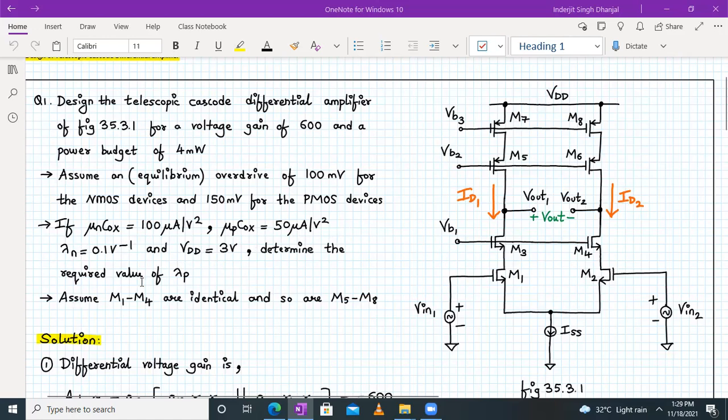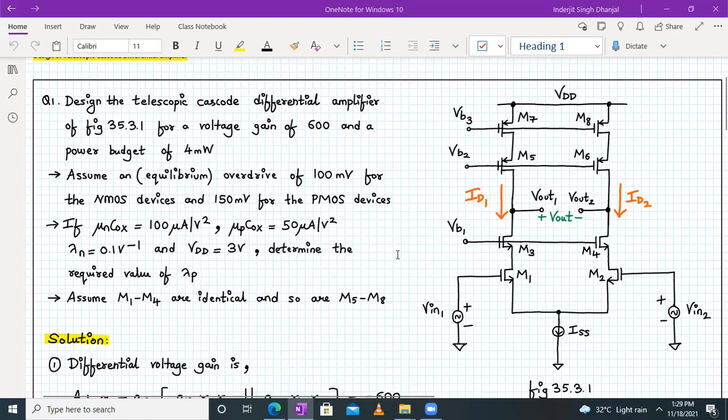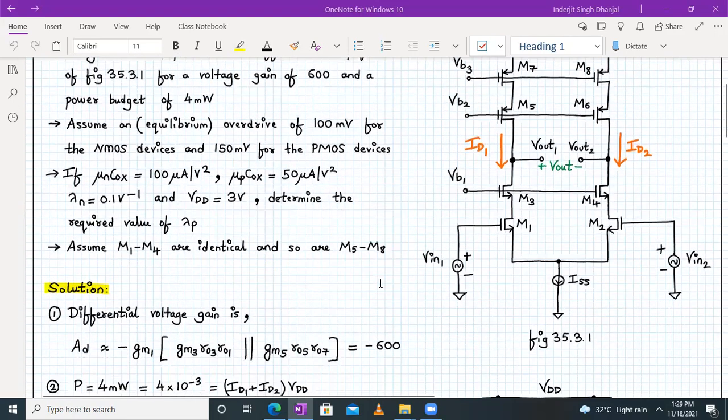We have to determine the required value of lambda p also, and we have to assume that M1 to M4 transistors are all identical. That means all the NMOS transistors are identical, and so are M5 to M8. M5 to M8 are PMOS transistors; those are also identical. So basically, we have to find the W/L ratios of M1 to M8, and also find lambda p. So let's begin now.